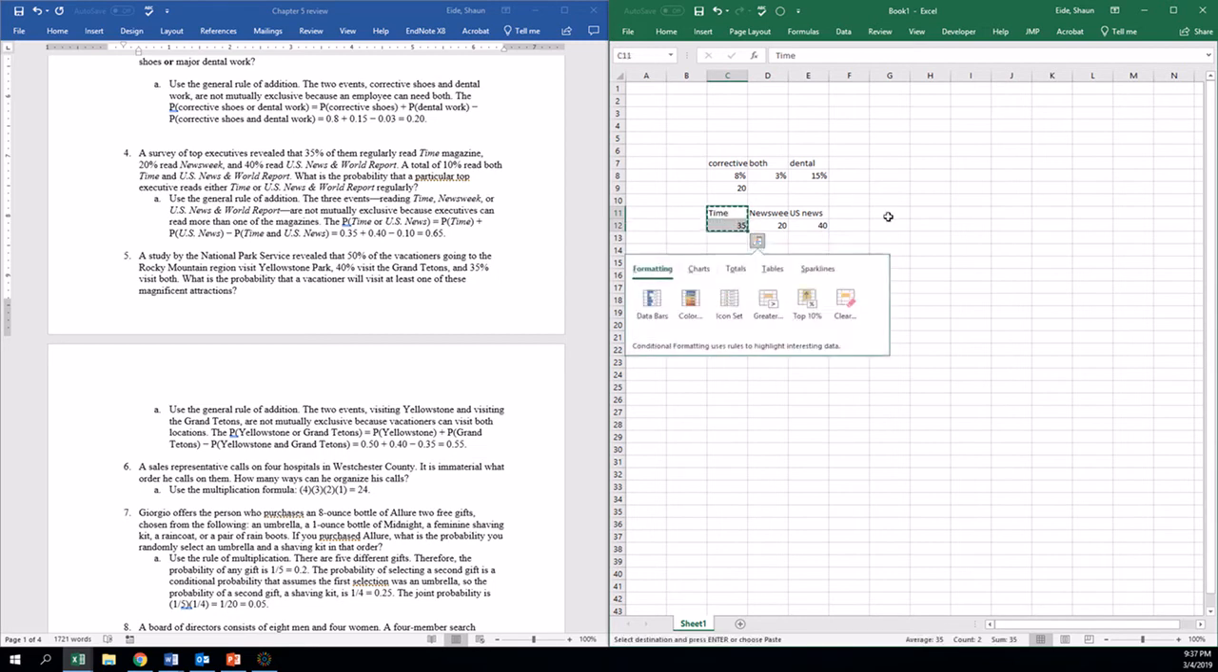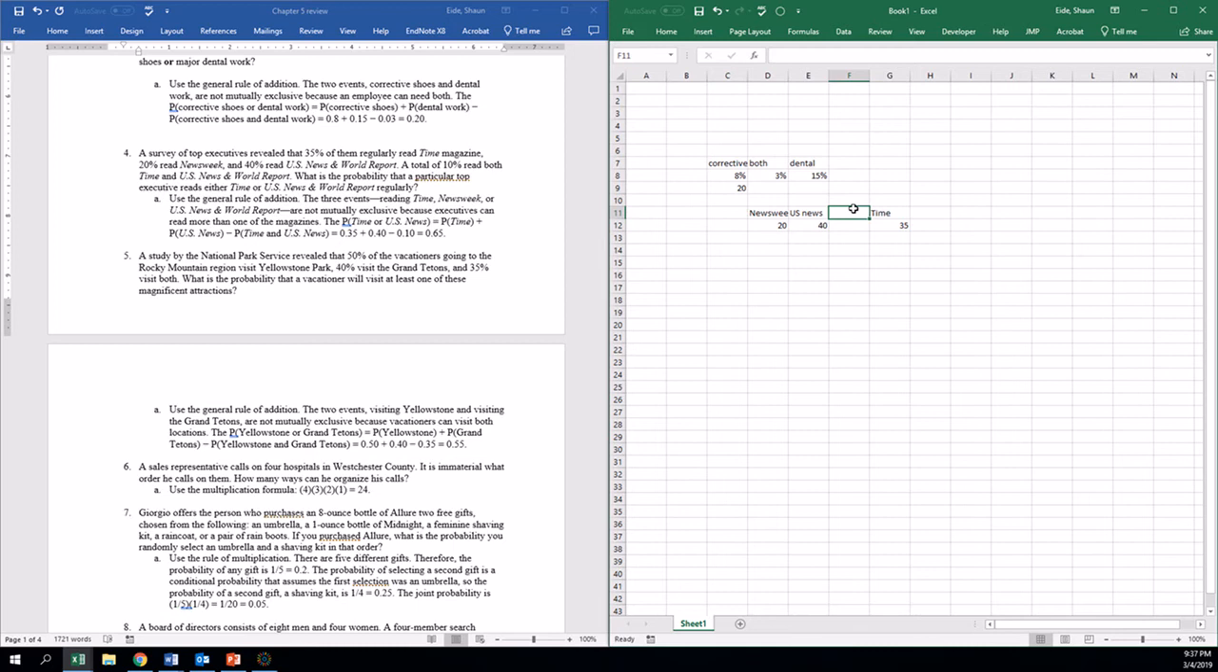So Time, let's move this right here. Both U.S. News and World Report and Time. Okay, so what is the probability that a particular top exec reads Time or U.S. News and World Report? So what's the probability that they're going to read either Time or U.S. News and World Report? So Newsweek is in there just to throw you off a little bit. So let's take a look at these.